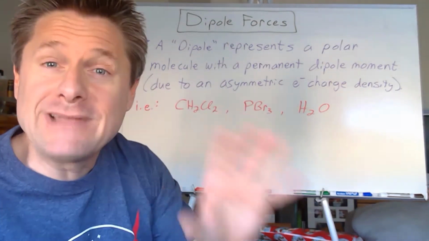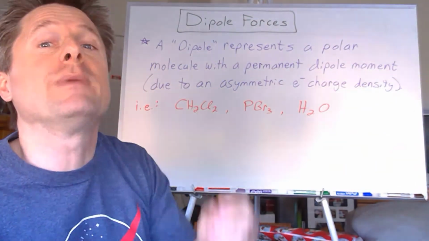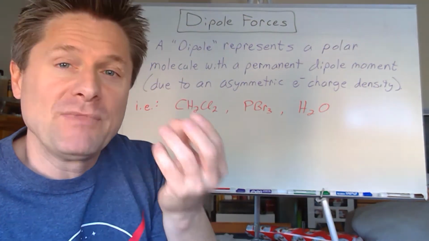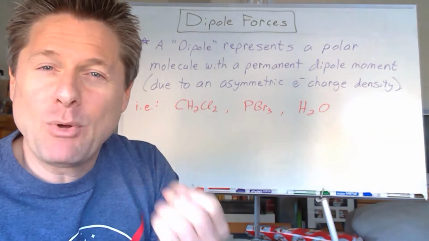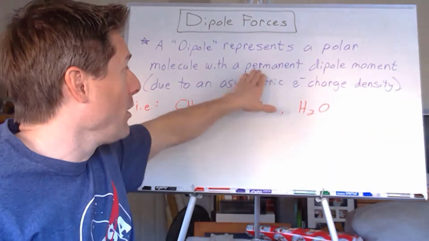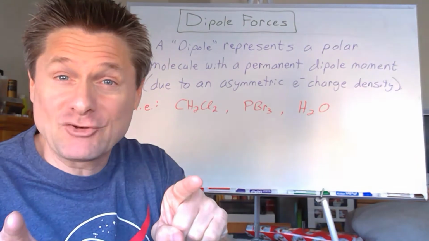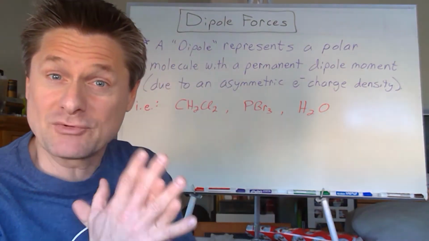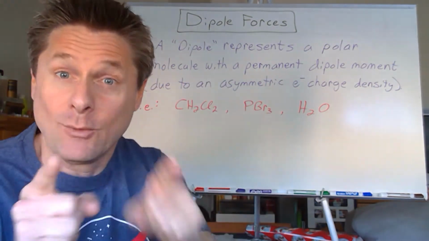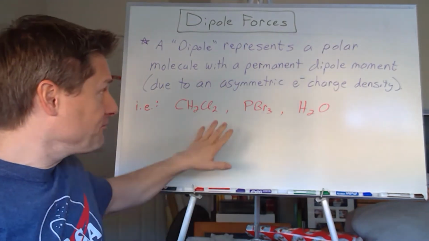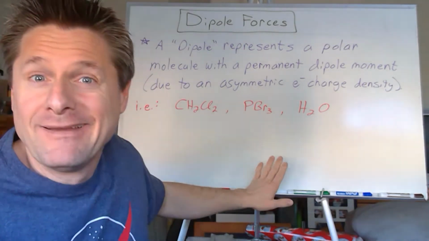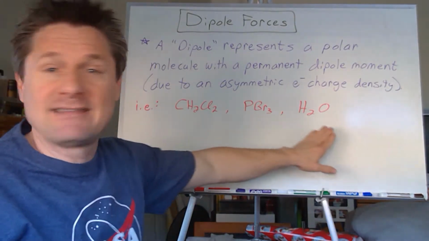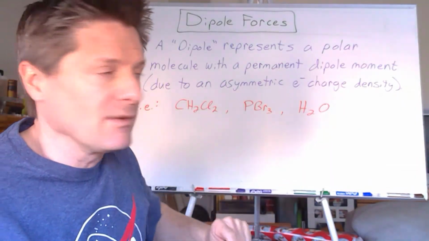So that term dipole, when we're talking intermolecular forces, means a molecule that has a permanent dipole moment, right? It is a polar molecule. Boom! Because of the asymmetric electron charge density distribution, right? So the electron clouds are distorted. We good? We good? We good on our definition? Not going to review how to determine that, but these would be examples, right? We'll use these for some examples later.